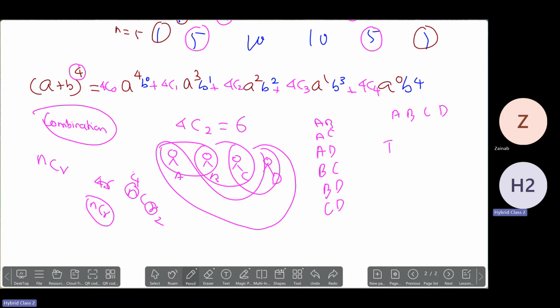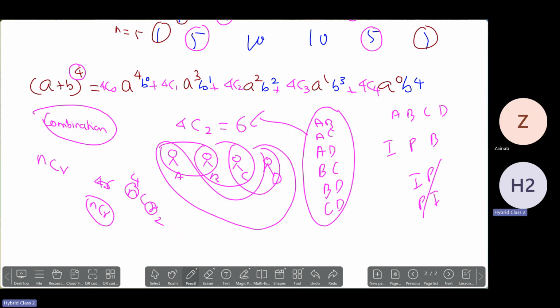For example, India, Pakistan, Bangladesh. If I ask how many different matches can be conducted, you won't count India-Pakistan as one match and Pakistan-India as another. Both are the same. So in combination, repetition shouldn't be there. This answer is given by 4C2.